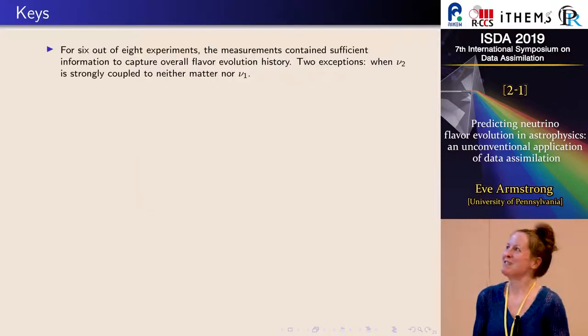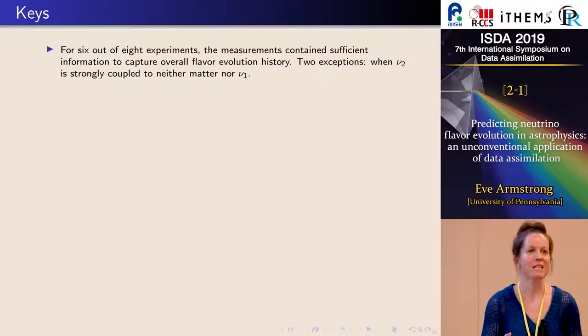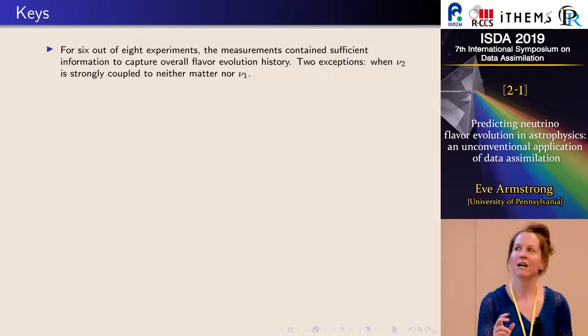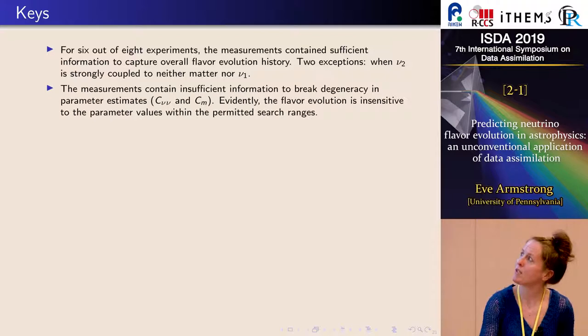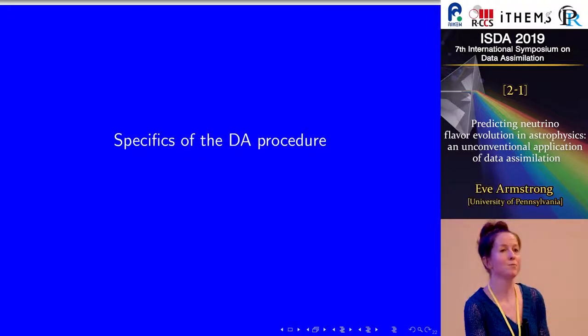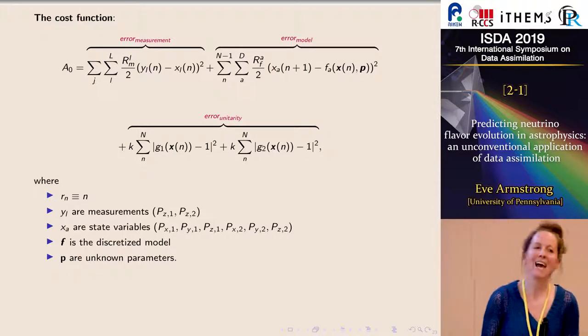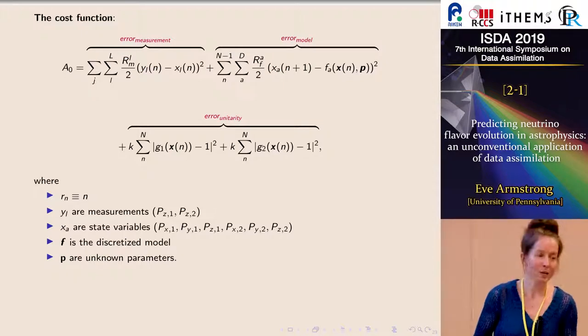Okay. So just to summarize what we found, for 6 out of the 8 experiments, the evolutionary history was traced quite well, except for those 2 cases where we had poor information transfer from the measurements to the model. Let me explain to you now, I'm going to skip this, and explain what this procedure is. I'm going to show you the end state of the cost function. I won't derive it. It's in 3 terms.